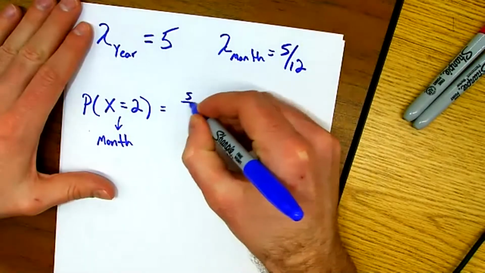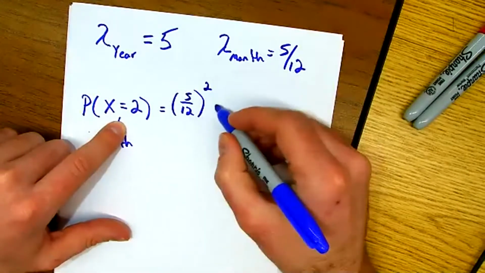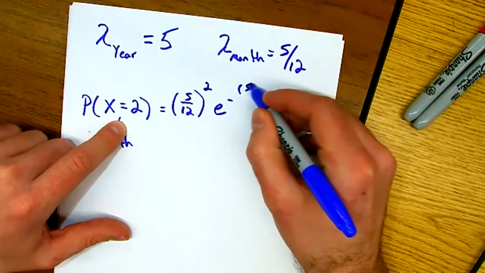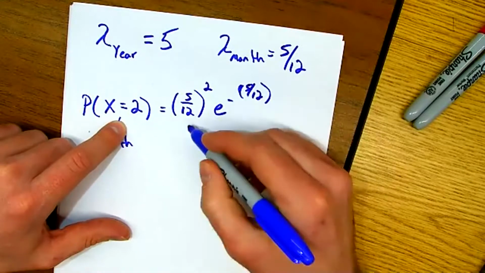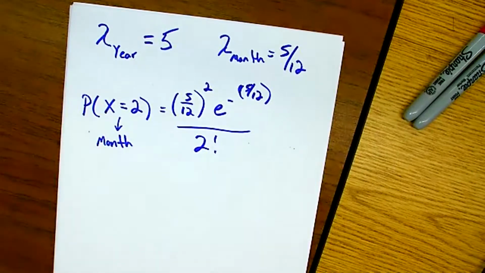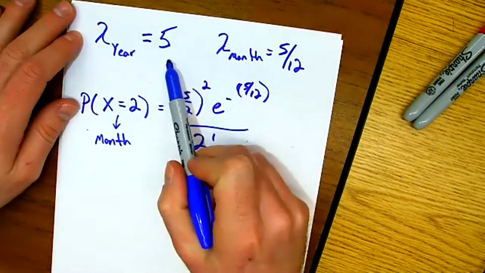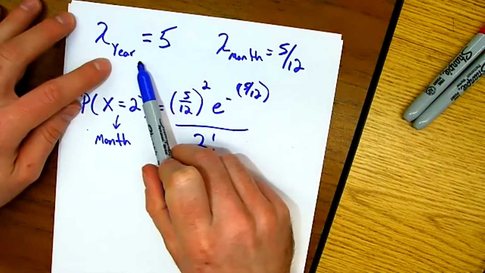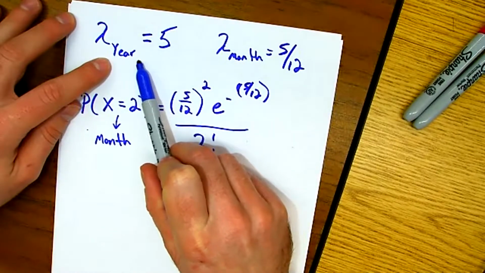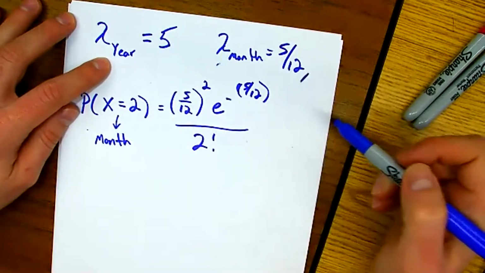So we've got lambda to the x, e to the negative lambda, divided by x factorial. Right? Now I can figure that out. So I had to make a conversion, right? And that conversion, if I'm going from a larger to a smaller time interval, I'm going to have to divide by something, right?